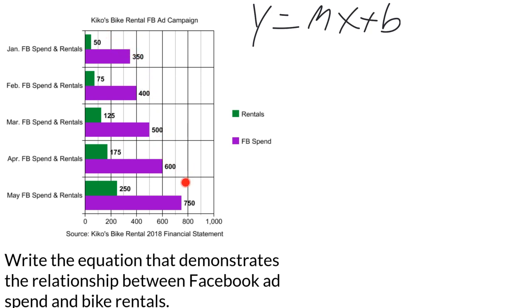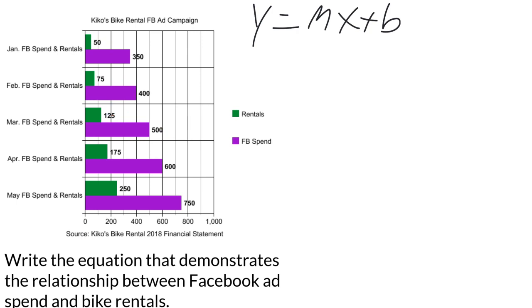So the first thing we want to identify, before we even jump into this slope-intercept form, is what's happening. At January, that's our baseline, and we see that there are 50 rentals and $350 has been spent. Then we see an increase. Remember, purple is the spend, so we see an increase in spend by $50, and that brought the rentals up by 25 additional rentals. Now we see an increase in spend by $100, so from $400 to $500, and that increased rentals from 75 to 125, by 50 rentals.